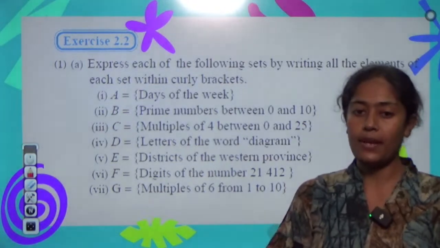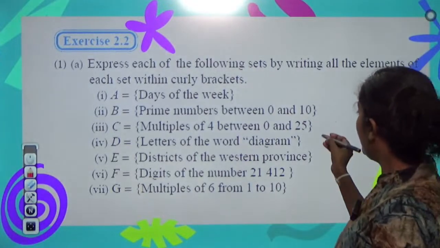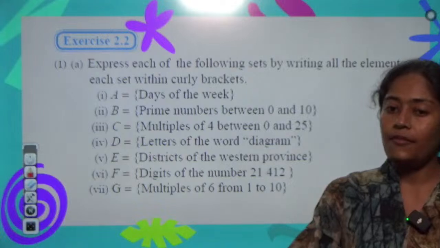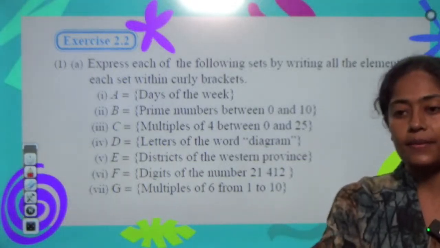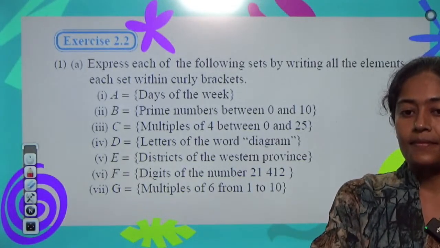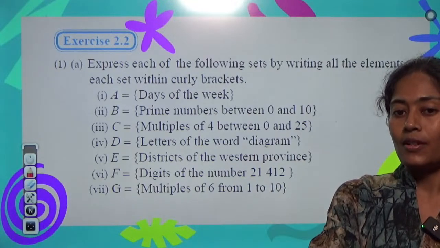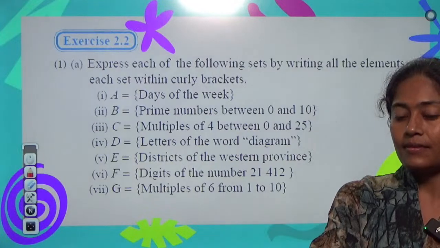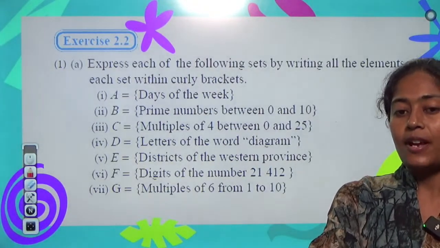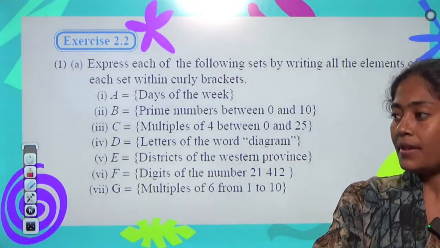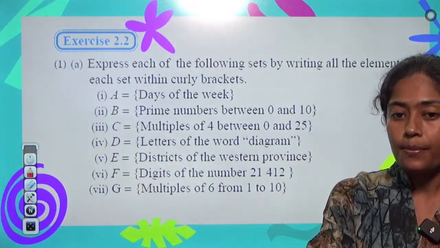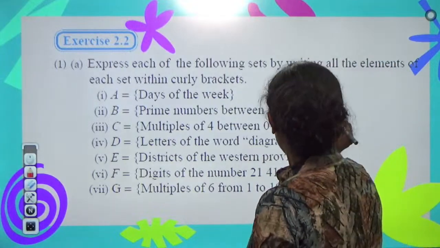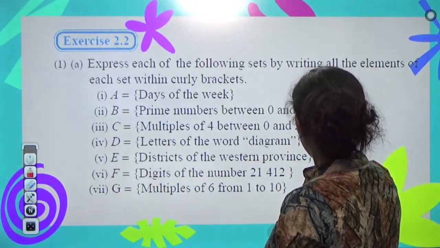Right. Prime numbers between 0 and 10. So what are the prime numbers now? 2, 3, 5, 7. 1: if I consider 1, is that a prime number? No. 1 has only one factor, that is 1. So 1 is not a prime number. Okay. Right, so we can write B.